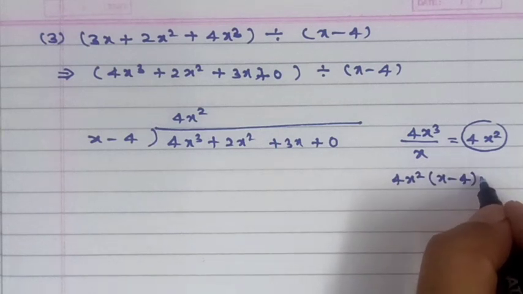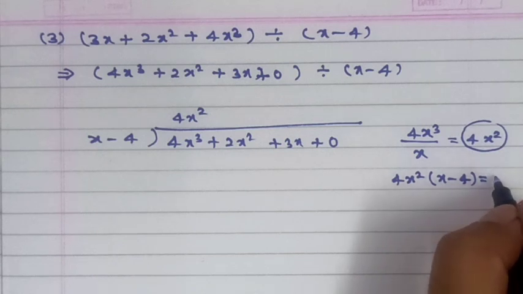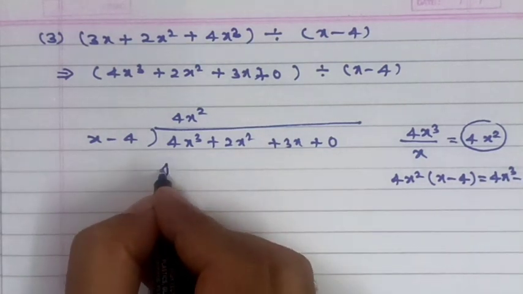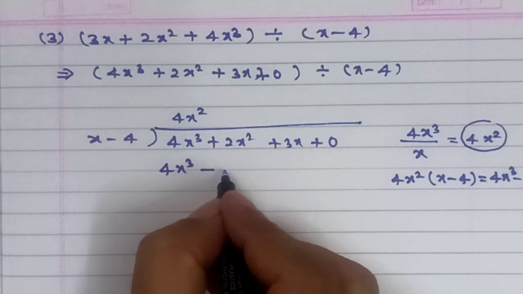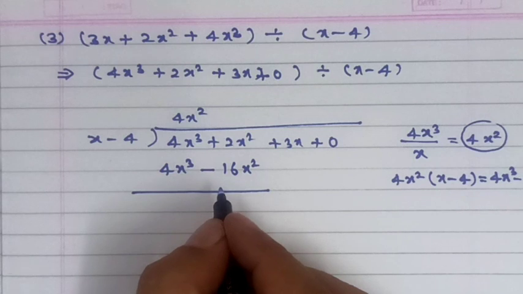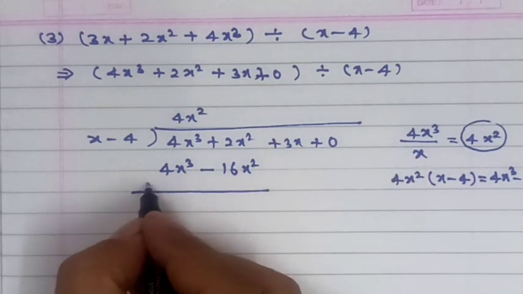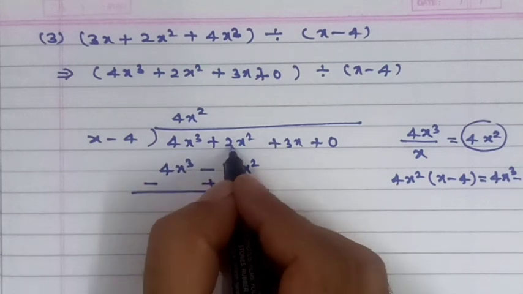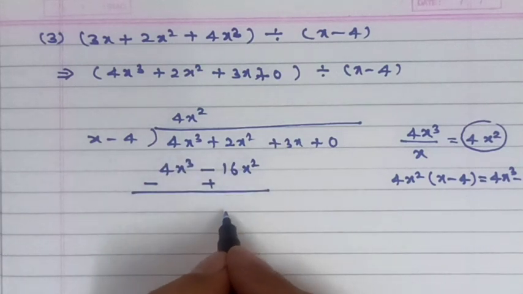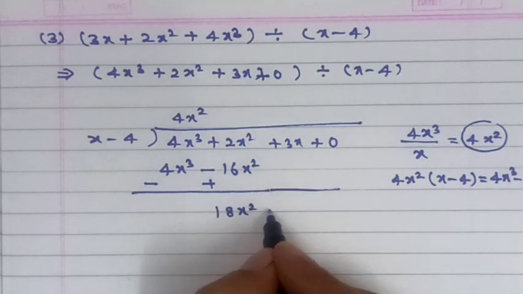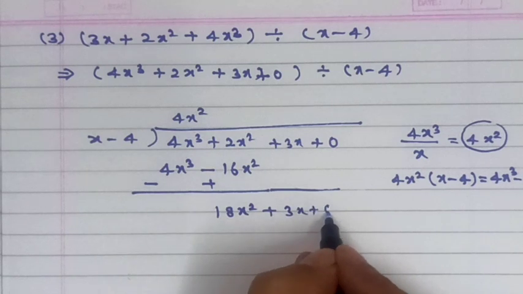Now this 4x square you multiply to your divisor and you will get 4x cube minus 16x square. So write here 4x cube minus 16x square and then subtract. Divide, multiply and then subtract. When you subtract, the sign changes and this is 0, whereas 2x square plus 16x square will give you 18x square, and copy down the other things as they are.